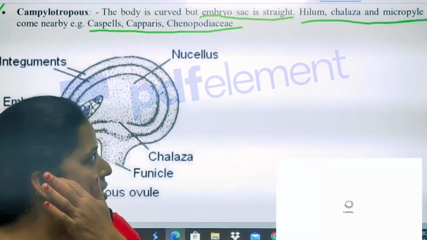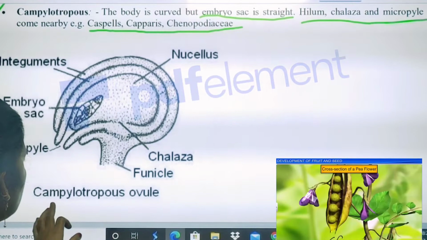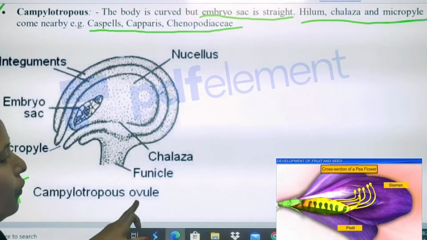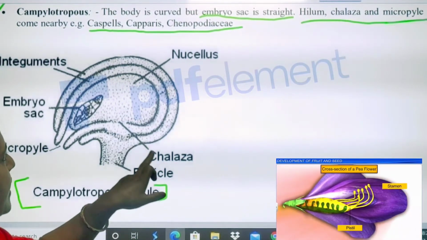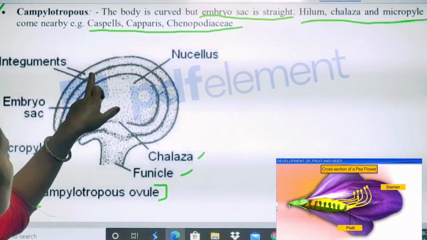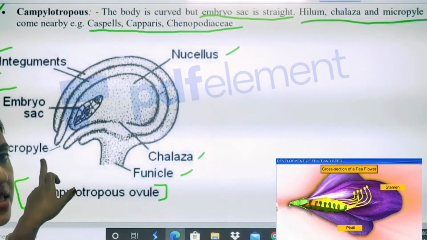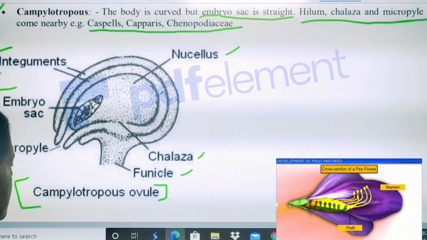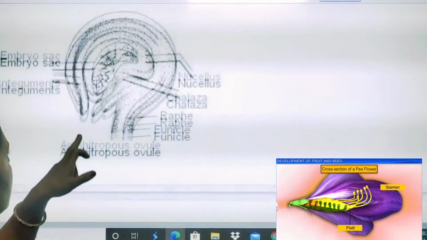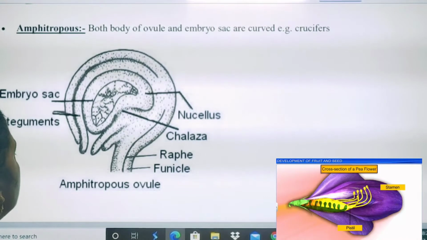So these are the common examples of the campylotropous ovule. Next is the diagrammatic representation of the campylotropous ovule. This is the funicle, chalaza, nucellus. Outside there are integuments. Innermost is the embryo sac, and this is the micropyle. So this is the diagrammatic representation of the campylotropous ovule.